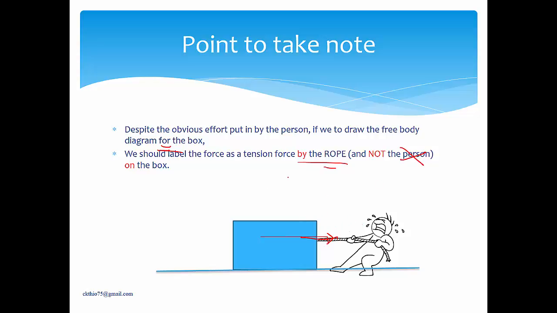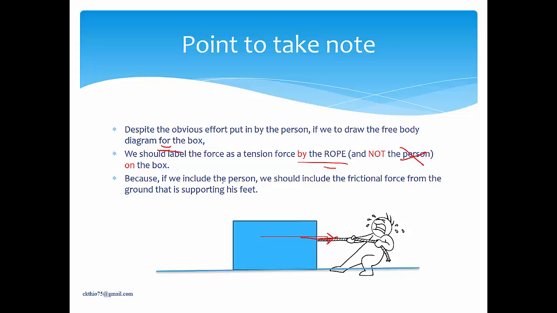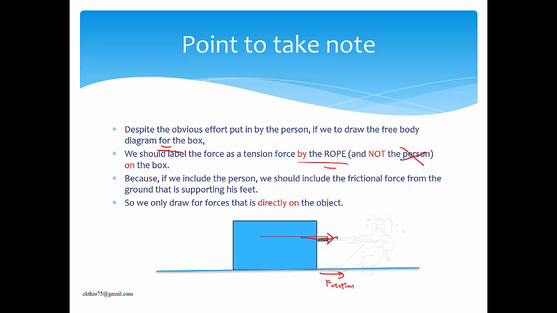Because if we were to include the person's force, we should also include the frictional force supporting this person in terms of pulling. Again we do not do that, so we only focus on the forces directly on the object, which in this case is the box. You don't care whether it is a person pulling, a cow pulling, or a car pulling. You only need to know that there is a rope providing a tension force that is pulling. Okay, that's it. I hope that you have learned how to draw a free body diagram. That's all.